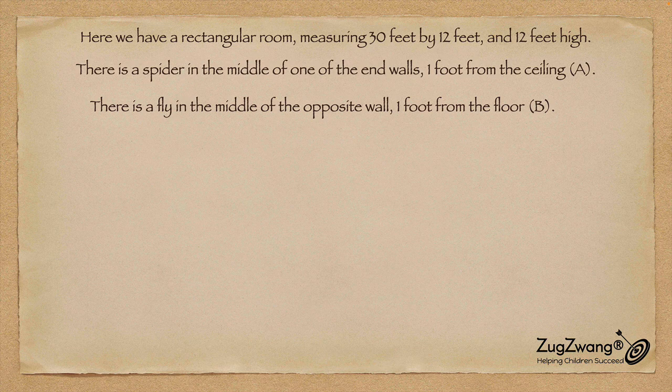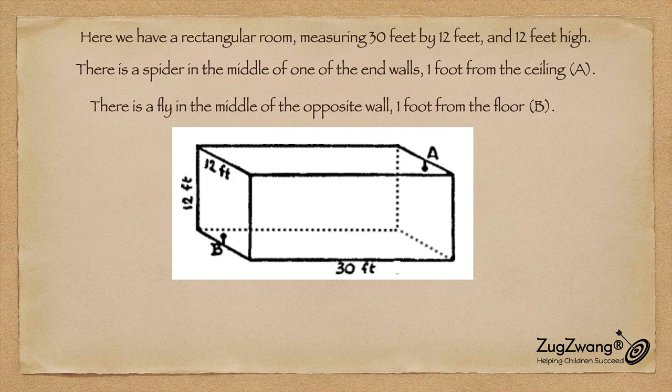Now this is a little hard to imagine, so let's put a diagram here to help us understand. As you can see, it's a cuboid, a rectangular prism, a rectangular room, however you want to call it, 30 feet across. On one of the end walls is point A, which is the spider, 1 foot from the ceiling, just 1 foot from the top. And B is on the opposite wall, 1 foot from the floor.